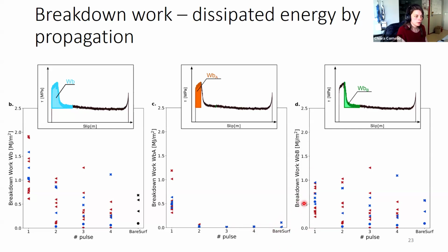While for the breakdown energy just during the dynamic weakening, what we can see is that it is only slightly decreasing with the number of pulses, and for the third and the fourth pulses, it is actually really similar between the gouge material and the bedrock.